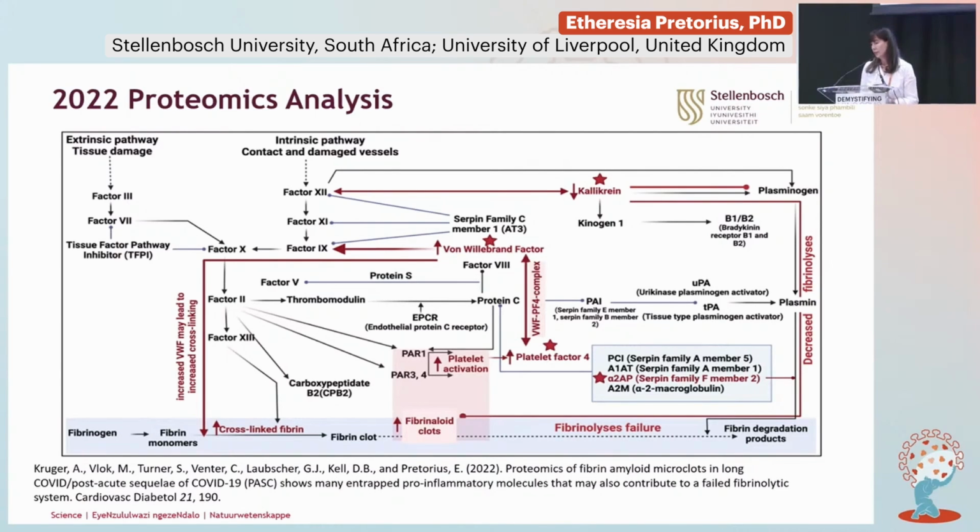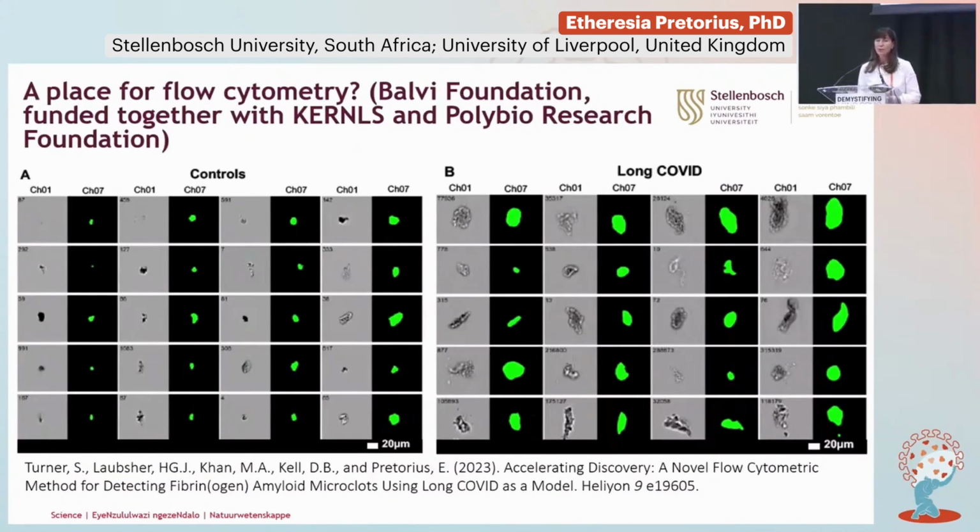So it would be great to study that further. So now the question arose: is there another way that we could try to give clinicians and pathology labs some assistance in identifying these microclots in circulation? And luckily there was. We found a place for flow cytometry, specifically imaging flow cytometry.